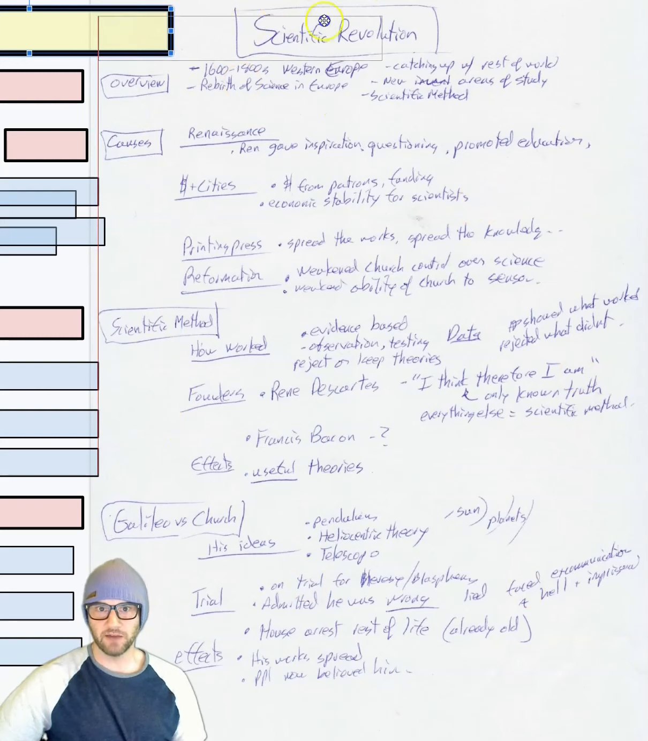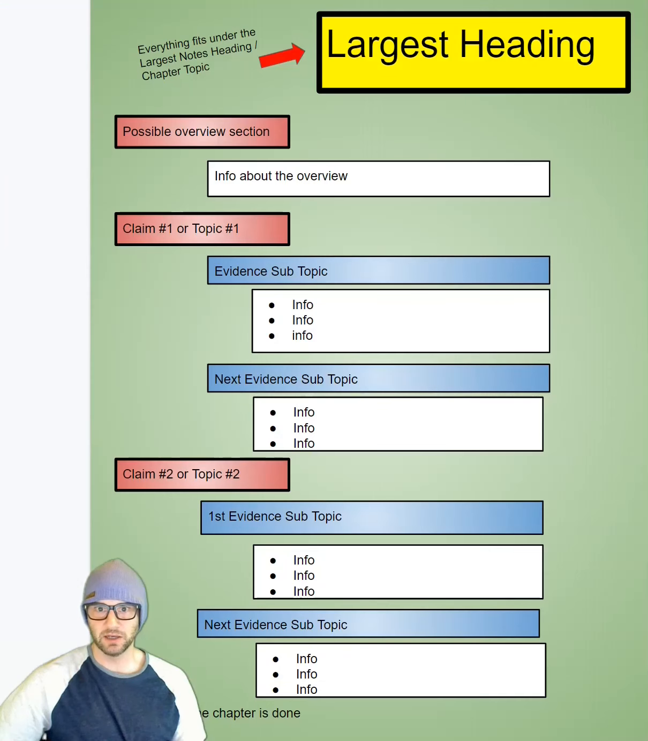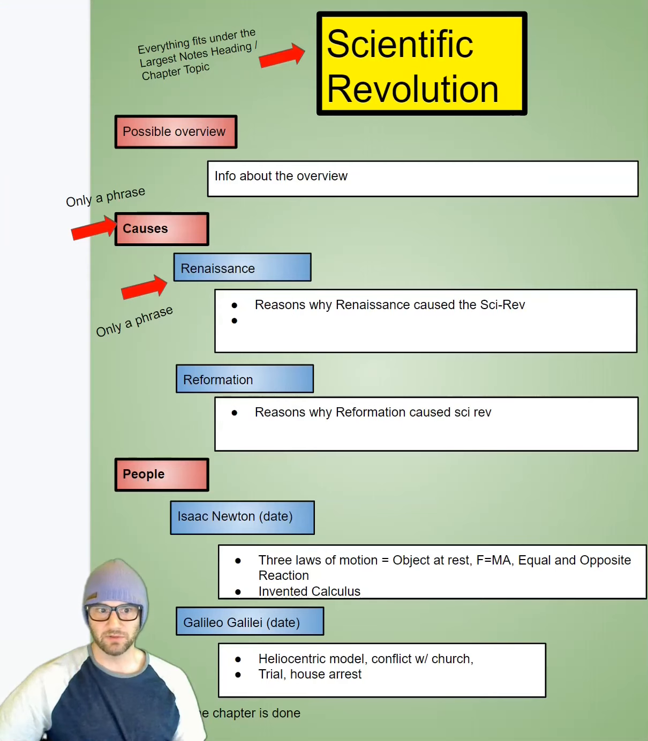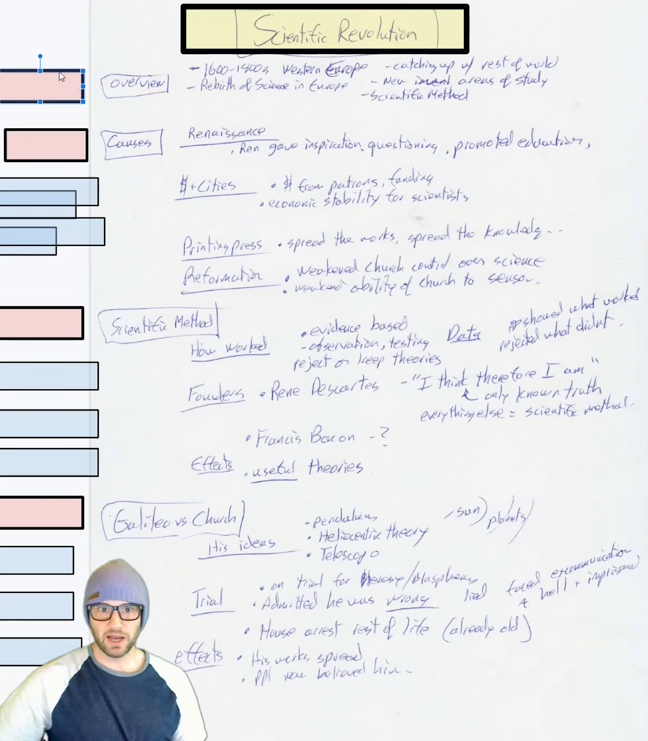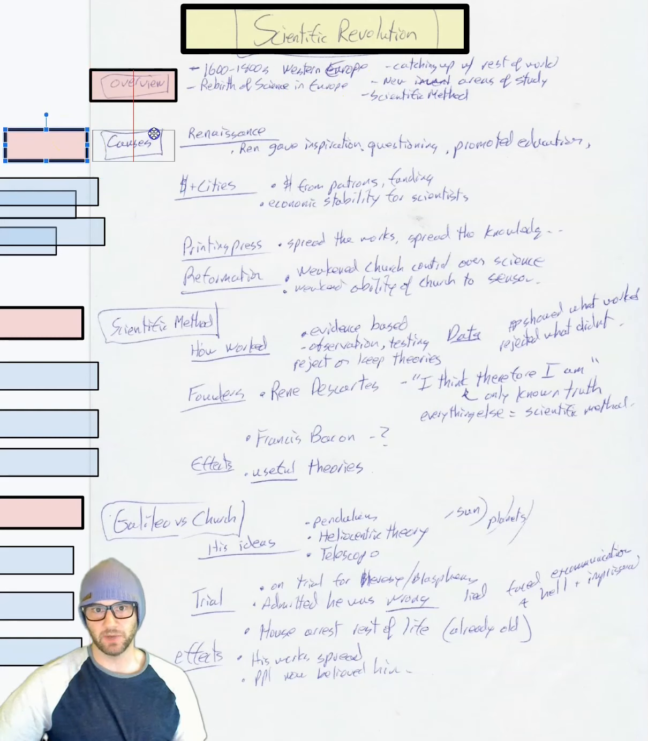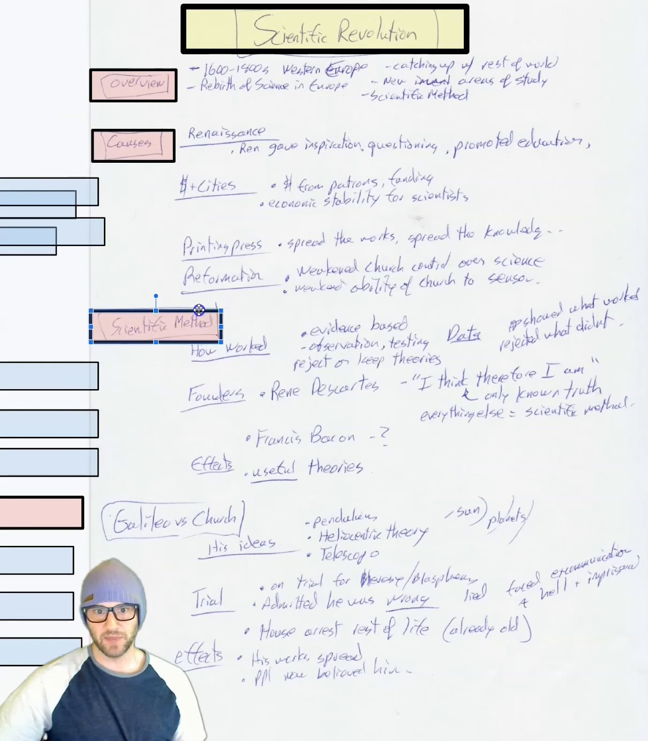Well, first off, we have the main heading for the notes, okay? Largest heading, scientific revolution. There we go. We do have an overview, and there are some bullets in the overview, right? Rebirth of science in Europe, scientific method, new areas of study, catching up with the rest of the world. Just some information, 16 to 1800s, as an overview. And then the parts of the scientific revolution I want to talk about are the causes, the method, and in this page of notes, Galileo versus the church.